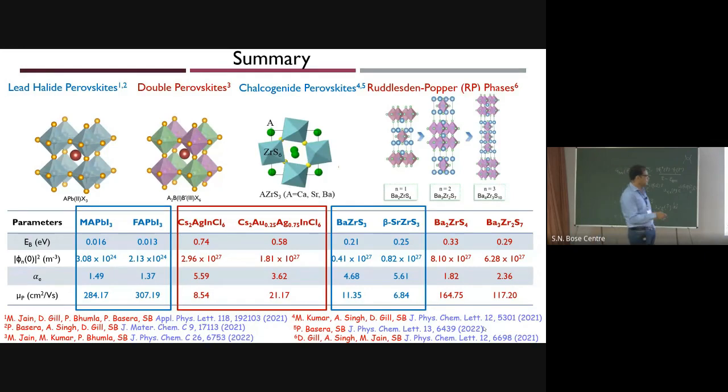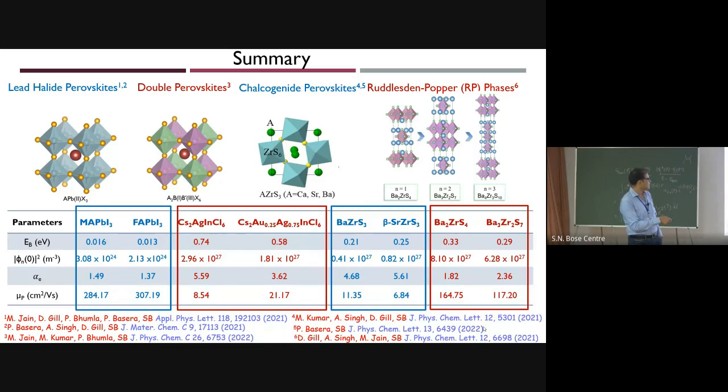Then we shifted to chalcogenide perovskites. Then also we could get rid of lead, but still the numbers are not good. But if you go to the Ruddlesden-Popper phase of this chalcogenide perovskite, you see that the polaron mobility is quite good compared to this.